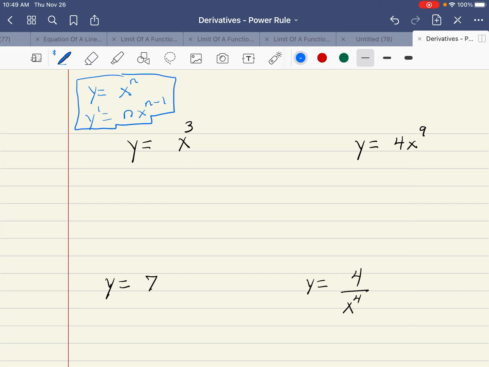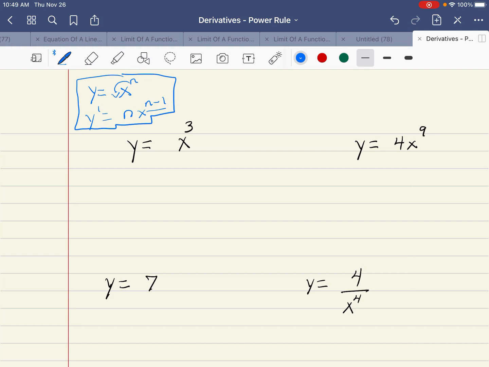So it has a lot to do with the exponent. If you have x to exponent n, when you take the derivative, which is indicated as y prime here, you're multiplying this exponent with the constant, whatever it might be, in front of the x, and then you're lowering that exponent by 1.